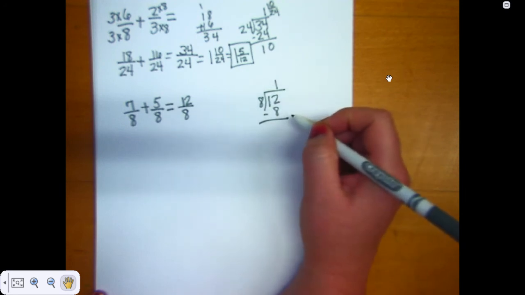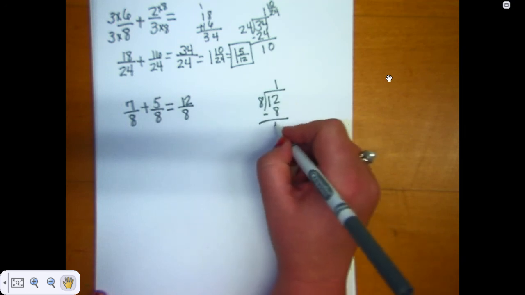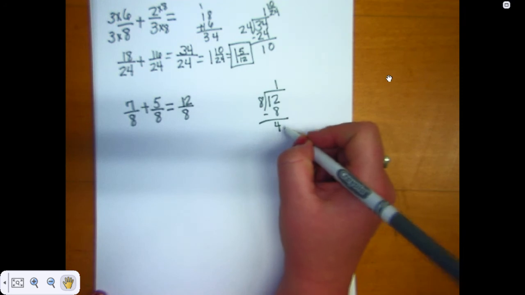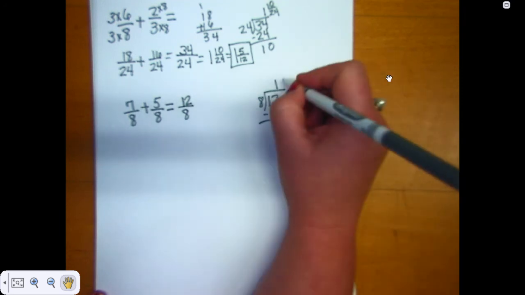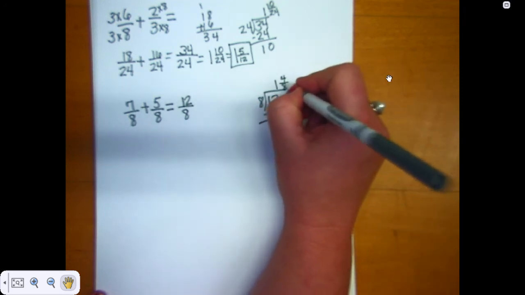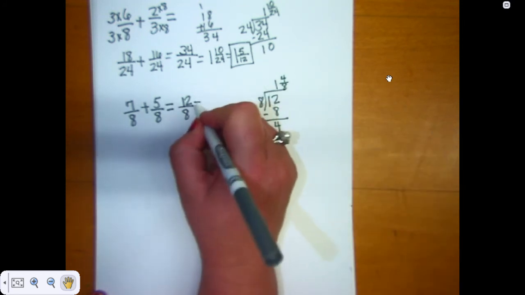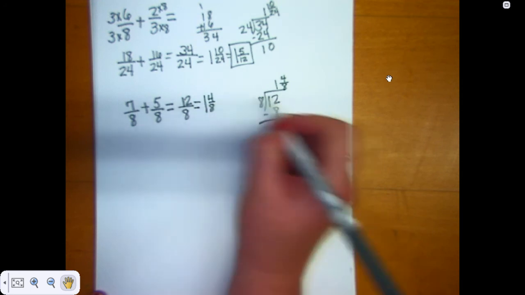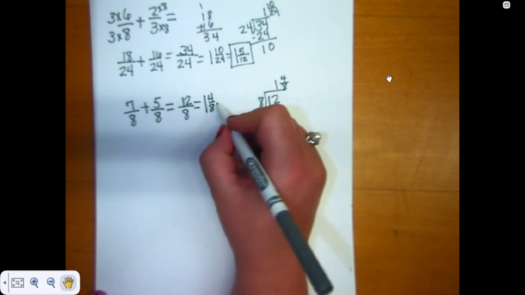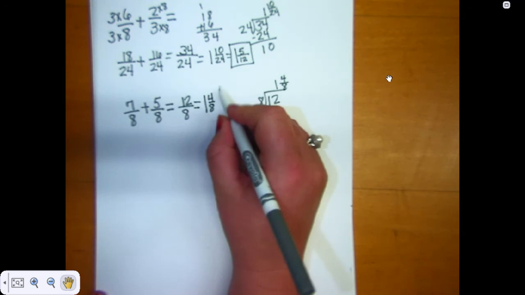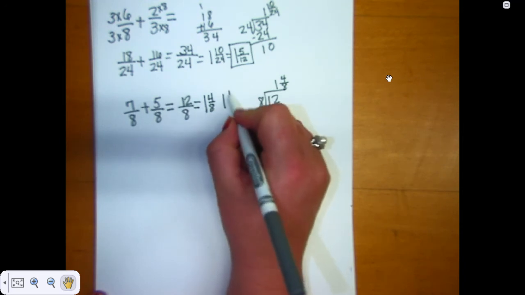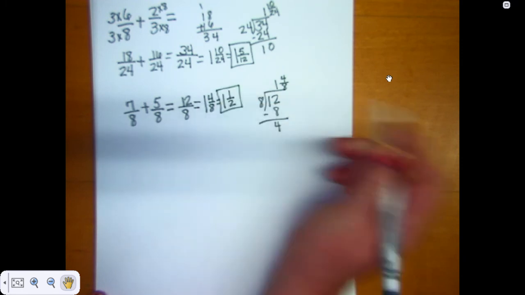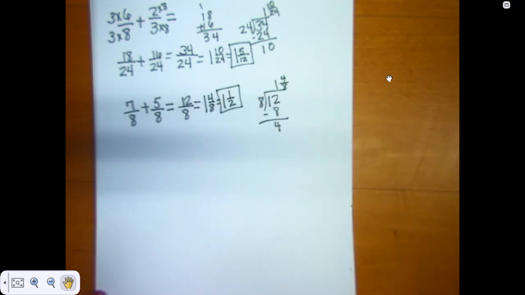Subtract 12 minus 8 is 4. 4 is less than 8, so I know I have to stop, but I'm not writing remainder. I'm writing 4 over 8. So I know that this is equal to 1 and 4/8. And I know that 4/8 will also reduce to 1/2. So this is my lowest form, 1 and 1/2.